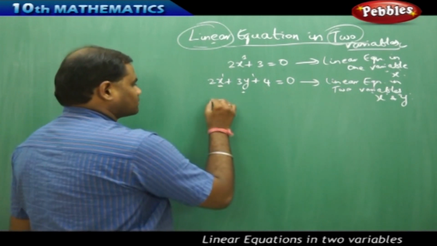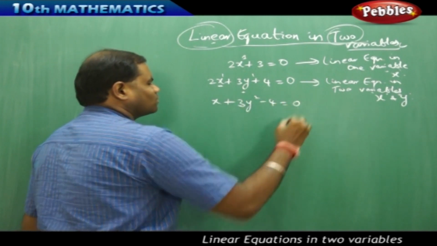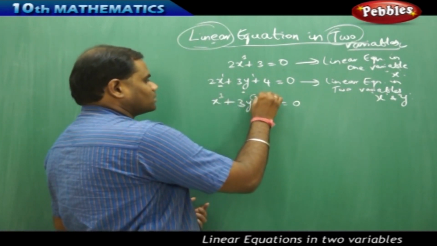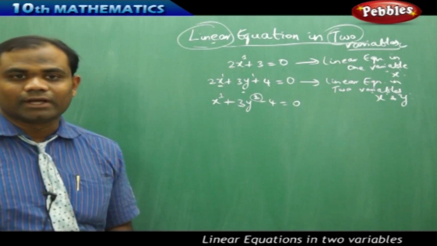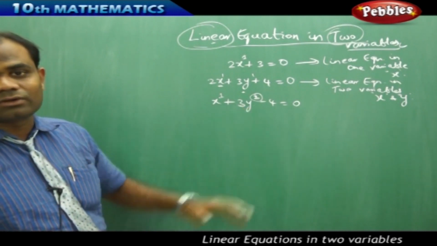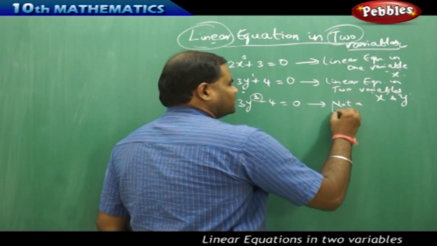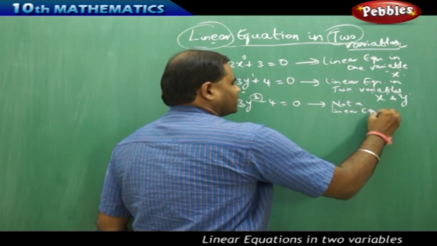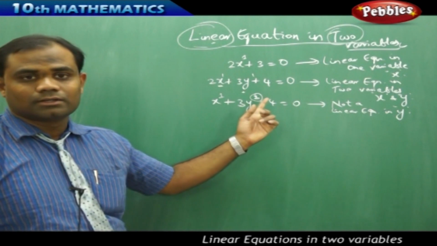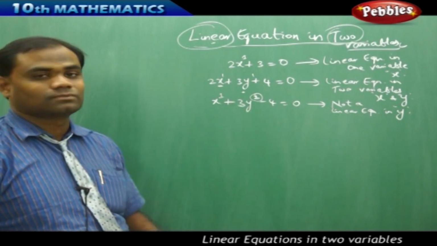For example, I take x plus 3y square minus 4 equal to 0. It is not a linear equation because it is linear in x, but it is not linear in y because the degree of y is 2, or the power of y is 2. So this equation is linear in x but not linear in y. Therefore, on the whole, it is not a linear equation in y, because y square defines that the y term is not linear. The power of y is 2.